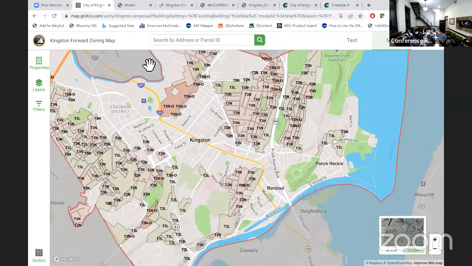What's wrong with it looking like a denser neighborhood? What's wrong with that? There's nothing wrong with it. If you want to live in a denser neighborhood, then you choose a denser neighborhood. Can I ask a question?